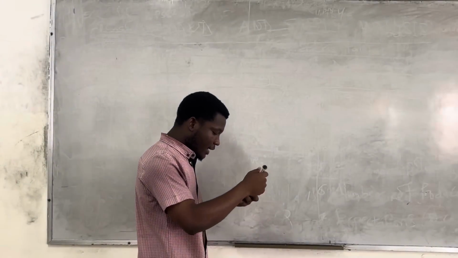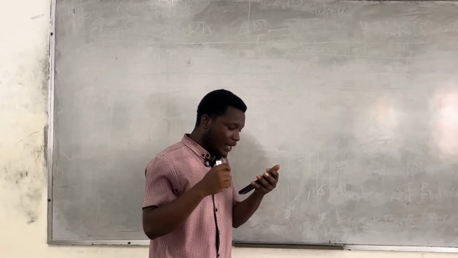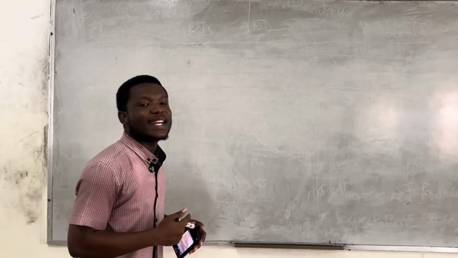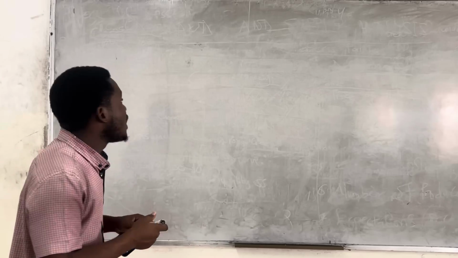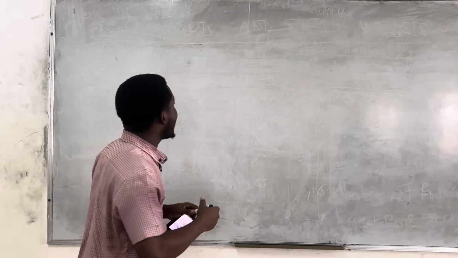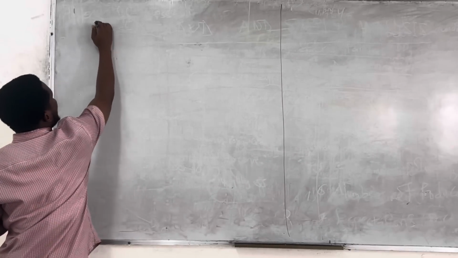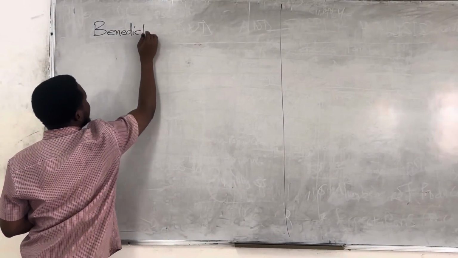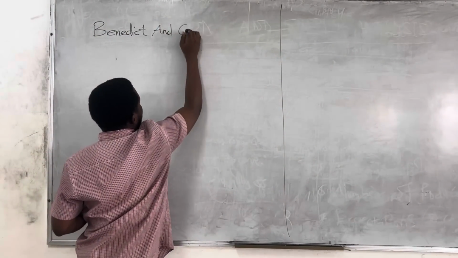Now, the question is saying that the cash book balance of Benedict and Company discloses a debit balance. So, the cash book balance of what? Benedict and Company. So, whom are we talking about here? Which business are we talking about? We are talking about Benedict and Co. So, first thing that you have to do is to write Benedict and Company.